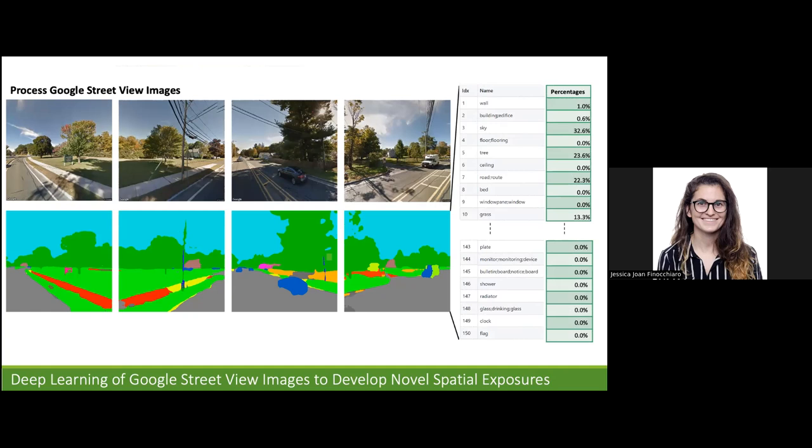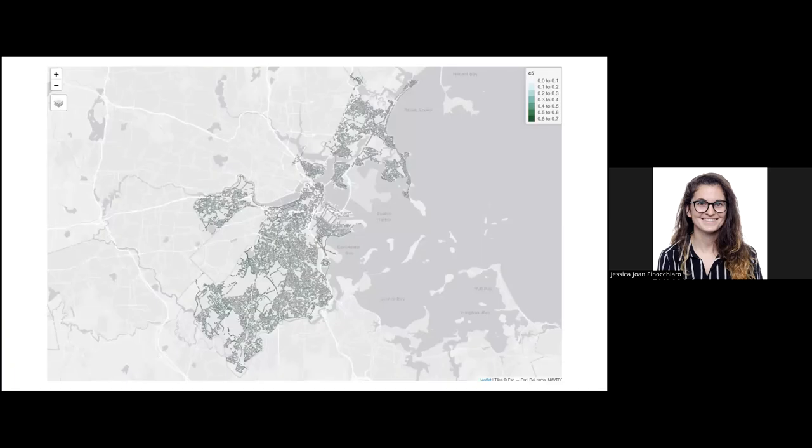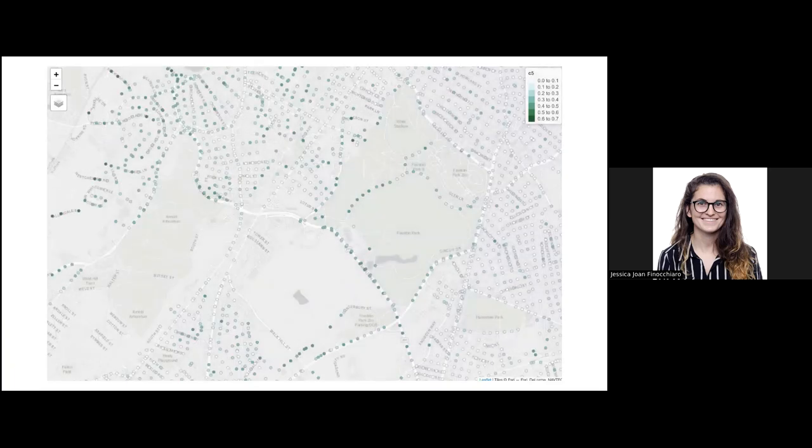So we now have that data down to a really fine 100 meter resolution, with the specificity of what people can actually see on the ground, right? And so this is Boston. I'll zoom in in a second.